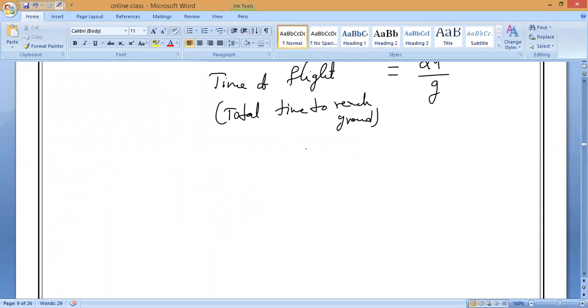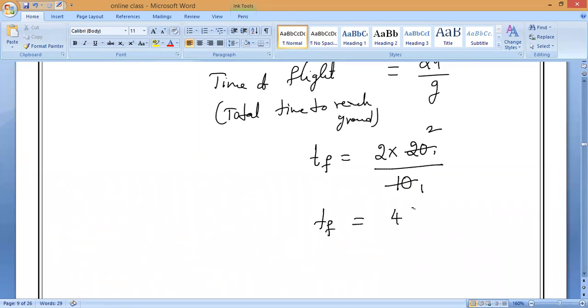Now check the answer. Time of flight is equal to 2 into the initial velocity, which is 20, divided by the G value, 10. So 10 ones are 10, 10 twos are 20, so time of flight is 2 twos, 4 seconds. Answer finished. Yes or no? Yes, sir. Minus 10, no sir, gravity, that is what I said. You don't need to take anything. Simply substitute in the formula. That's all.